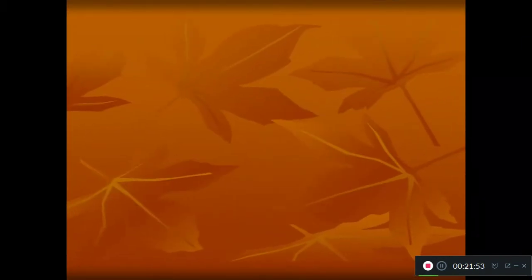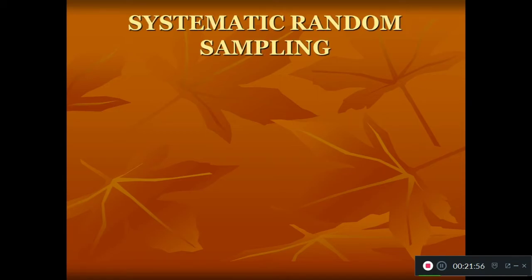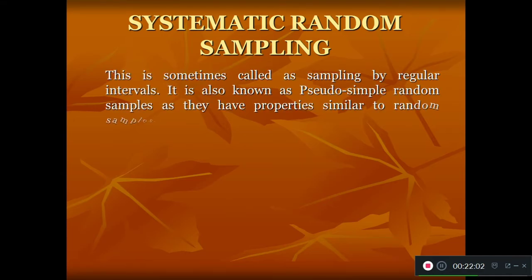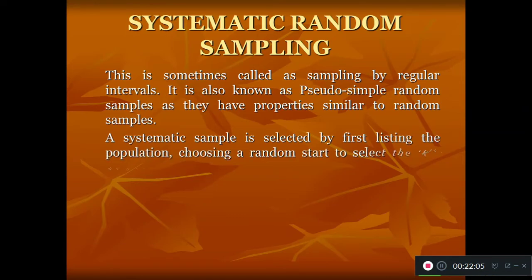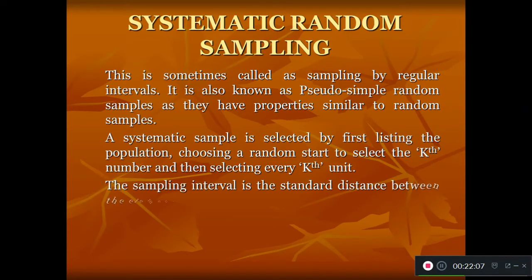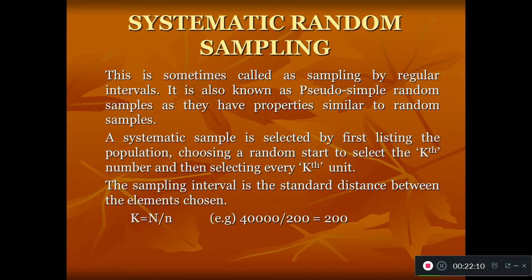The next sampling method is systematic random sampling. This method is also known as pseudo simple random sampling, as it has properties similar to random sampling. It is called pseudo simple random sample because this sampling technique looks similar to the random sampling technique but with some modification.